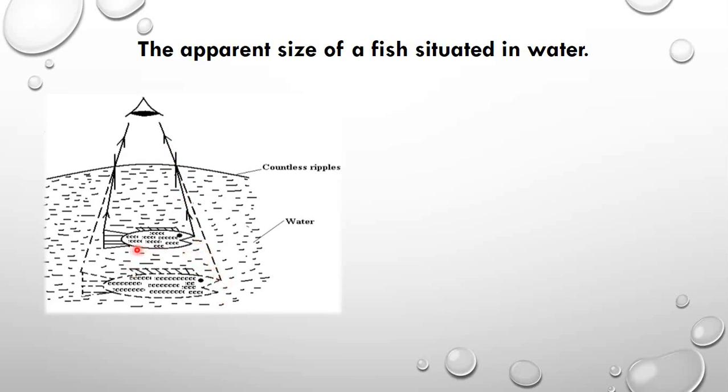And also a ray from the tail will undergo refraction at the water-air boundary and will appear to be coming from this side, and that is going to be the apparent position of the tail. So in other words, this water is going to be like a convex lens, and then the fish will appear to be bigger than it really is.